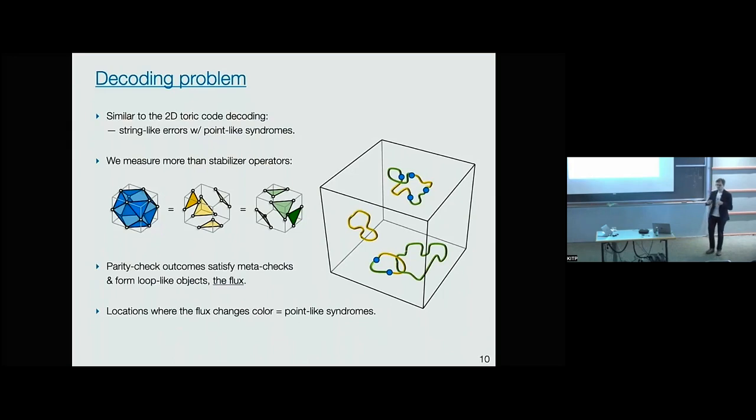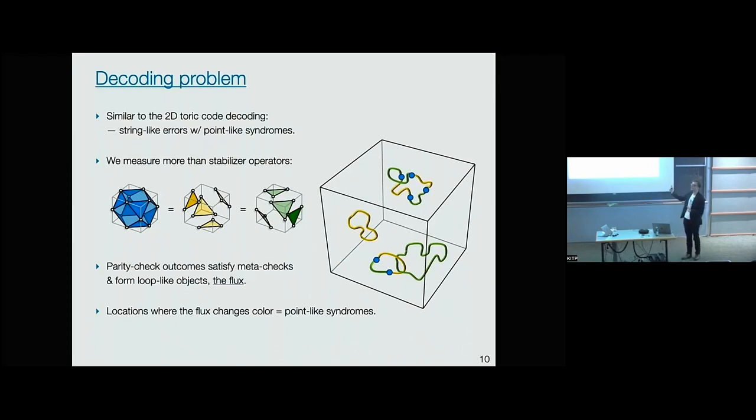So the picture that you should have in mind is that you measure this flux, it's all over the system, but it satisfies the local Z2 symmetry. It has to form closed loops, and I can look at it and find the positions where one color turns into the other color, and these are the locations of point-like syndromes. And this is crucial.